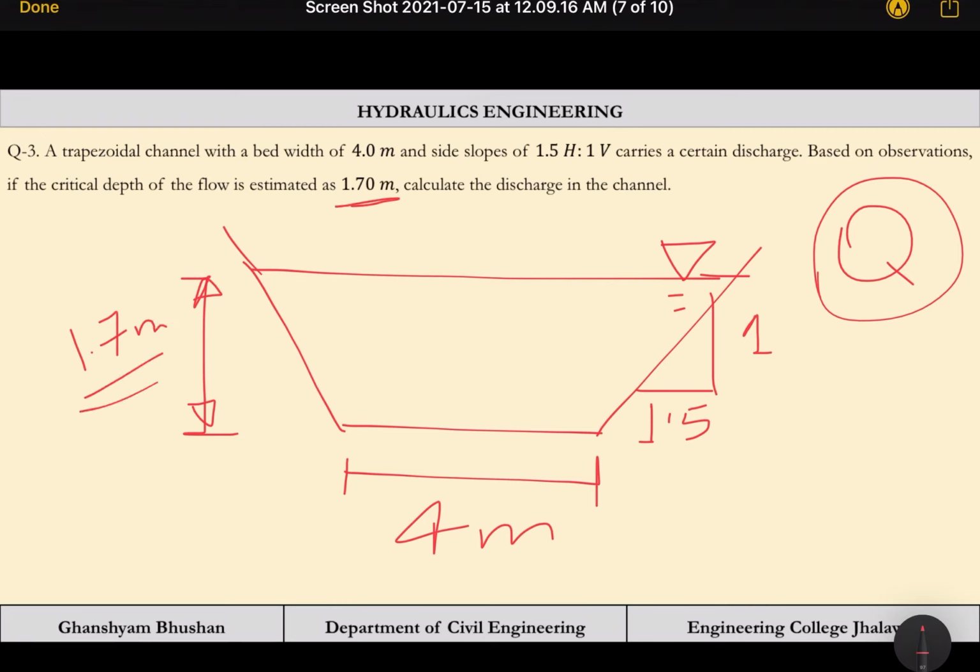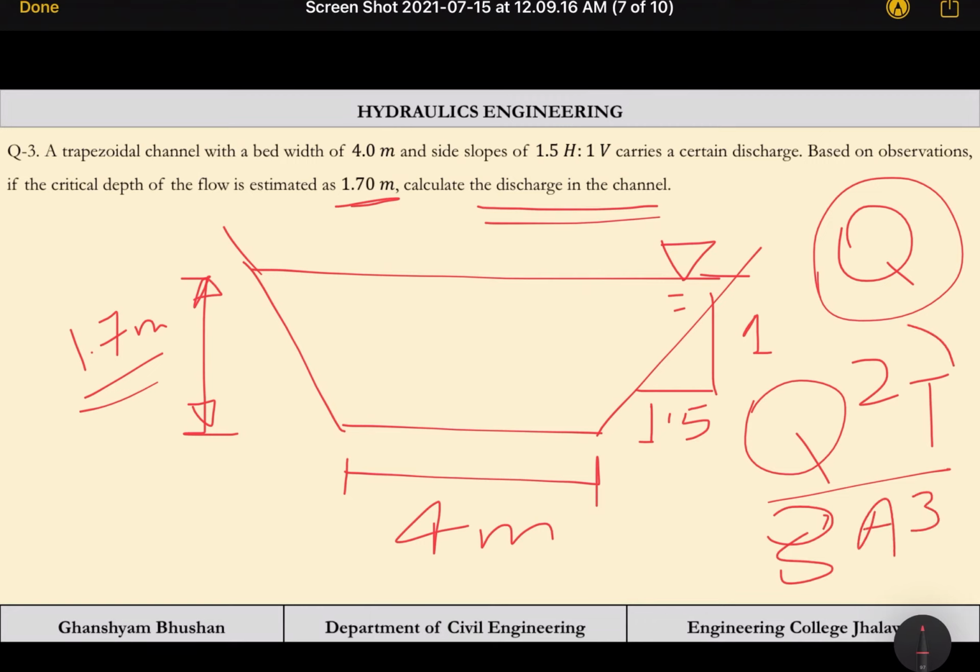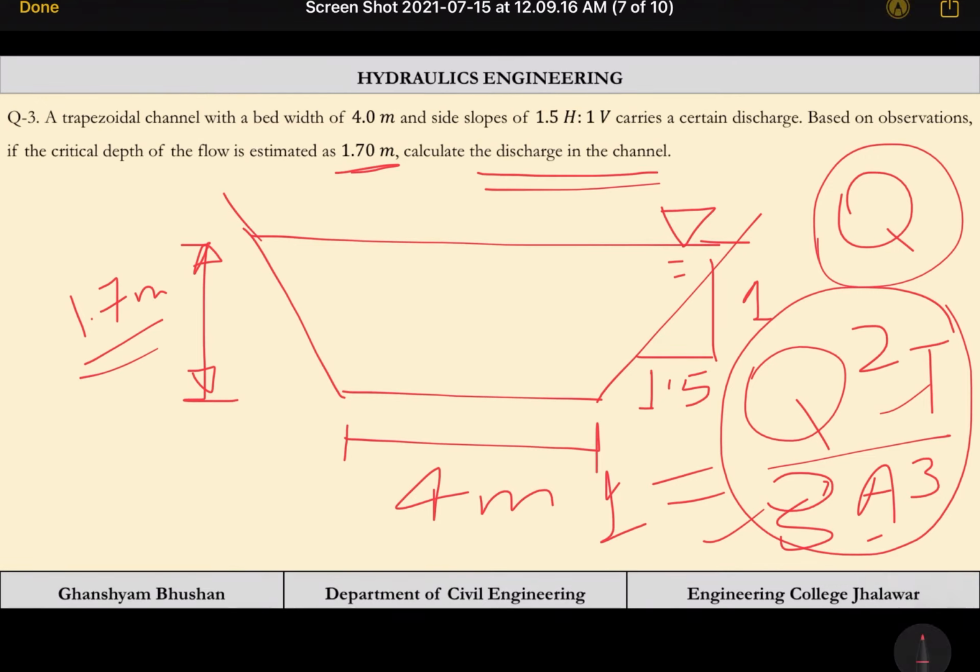So no need to calculate critical depth, already we are being provided. Now what we have to do, we have to calculate the discharge of the channel. So it is very easy. Q square T by G A cube, this equation we have to use. You can calculate T, G is the constant, A you can calculate, and you can just put the values and you will get the value of Q. So in this manner, if you are saying the flow is critical, blindly use this equation, you will get the answer.